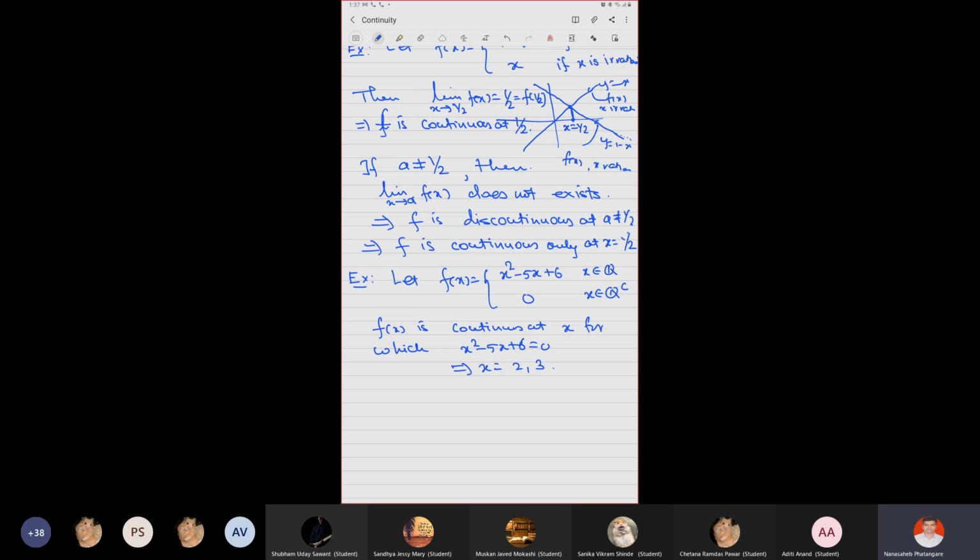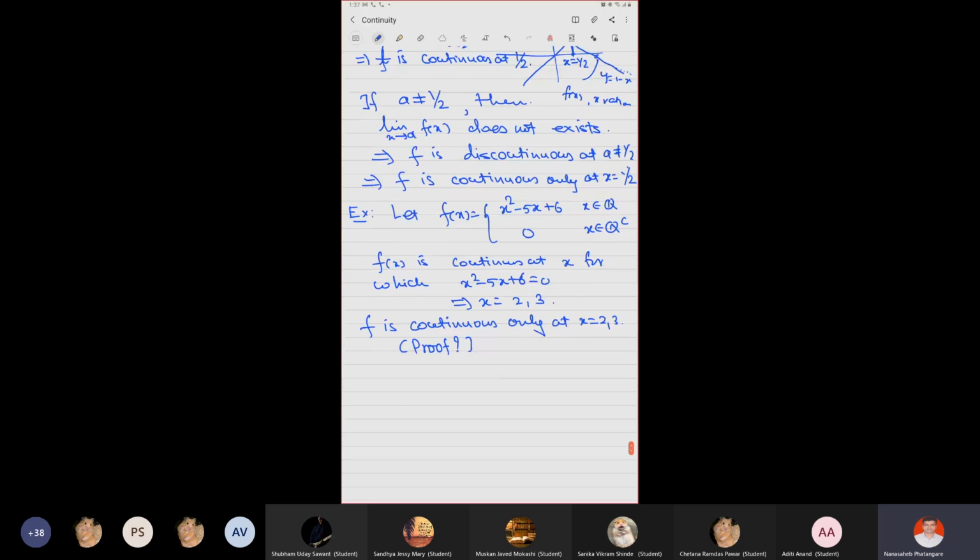So f is continuous only at x is equal to 2 and 3. At all other points it is discontinuous. You can write down in detail. So it is continuous at 2, it is continuous at 3, and if x is not equal to 2 and 3, then it is discontinuous. So these things can be discussed.